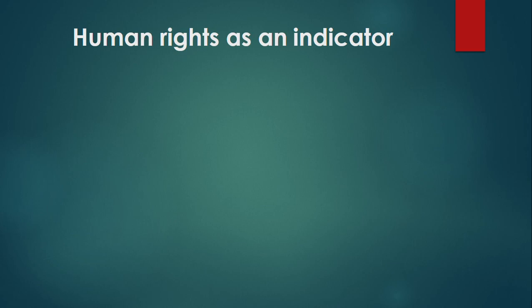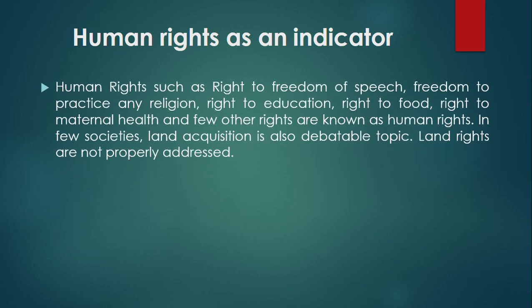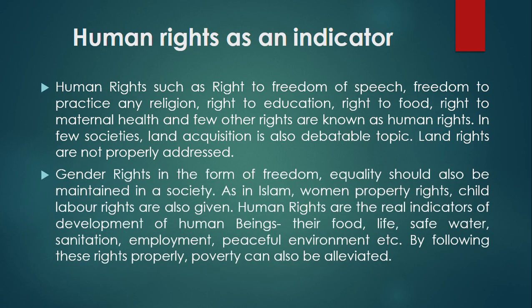Now let us understand the last indicator, that is human rights as an indicator. Human rights such as right to freedom of speech, freedom to practice any religion, right to education, right to food, right to maternal health, and a few other rights are known as human rights. In a few societies, land acquisition is also a debatable topic. Land rights are not properly addressed. Gender rights in the form of freedom and equality should also be maintained in a society, as in Islam. Women's property rights and child labor rights are also given.